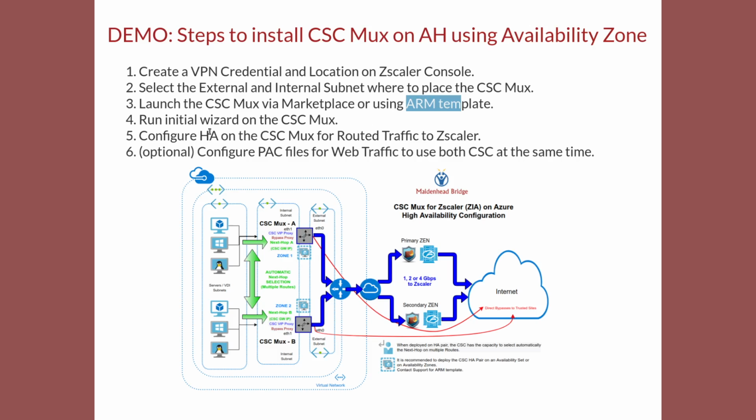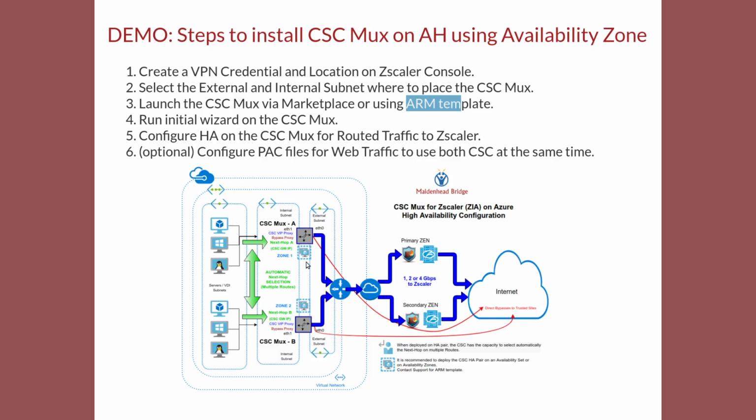Next step is to configure high availability for routed traffic. The connector has the capacity to manage multiple routing tables and to decide what is the next hop to internet. Then if it is connector MUX A or B, this task is done automatically for high availability purpose. If one connector is shutting down, the other one will change all routes to select the next hop via its own gateway. And finally, it's optional, but everyone is using this.